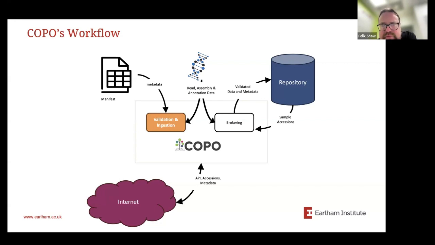Lots and lots of different rules that we run over the metadata to ensure that its quality is sufficient to fulfill these principles of fairness. Once that's done, we then submit the data to whatever repository is appropriate. And all of the APIs, all of the accessions.